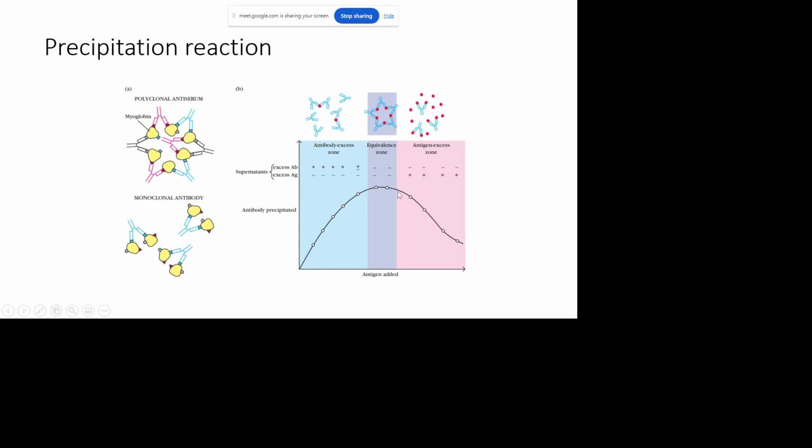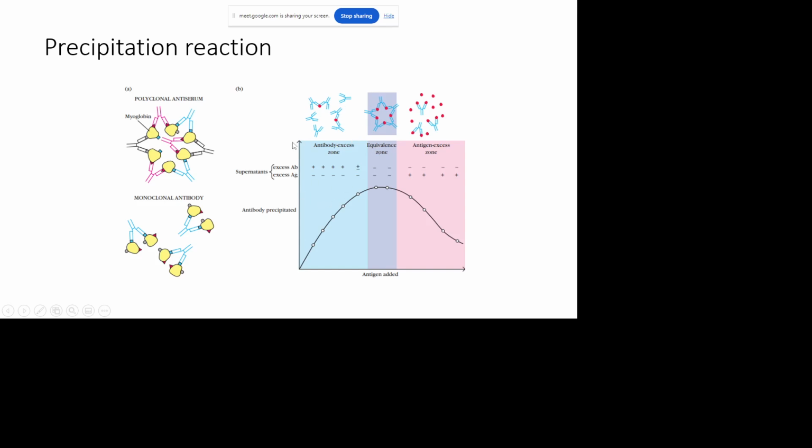So when you cross the equivalent zone, the precipitation level will be decreasing, right? This is a typical bell curve for this precipitation reaction. It has three zones: antibody excess zone, equivalent zone, and antigen excess zone. You will get the highest level of precipitation at the equivalent zone, where antigen concentration equals antibody concentration.